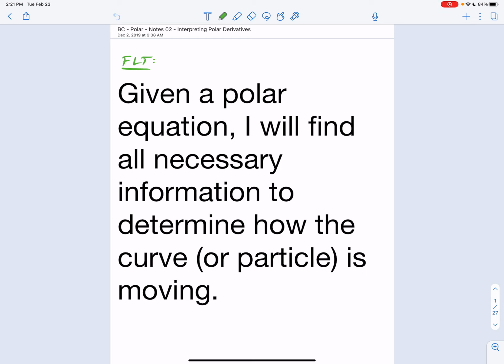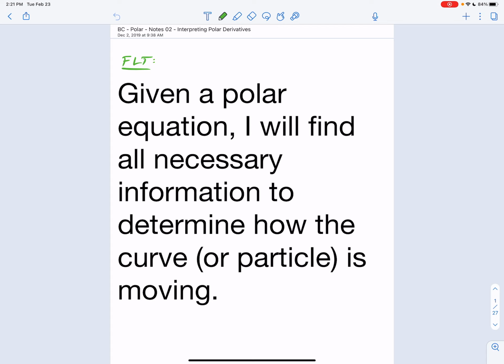Okay, so you've gotten an opportunity to dabble with polar derivatives, right? But what does it all really mean? So this lesson is solely based on that. How do we interpret our answers? What do our answers tell us about the curve or the particle in this sense?